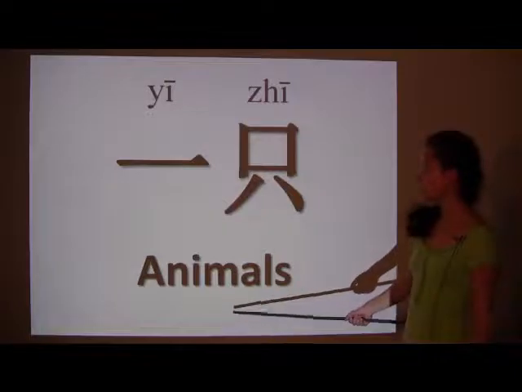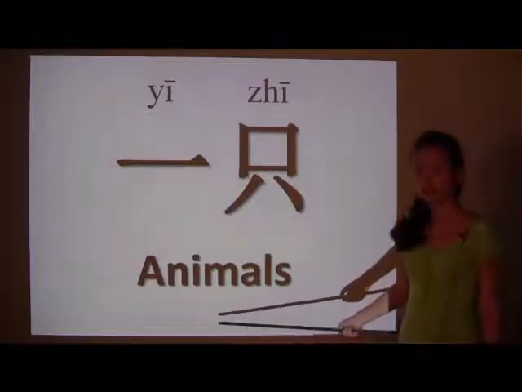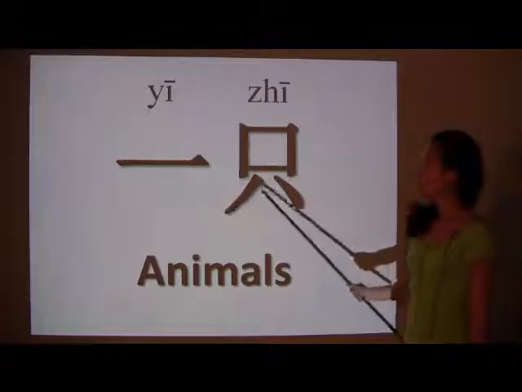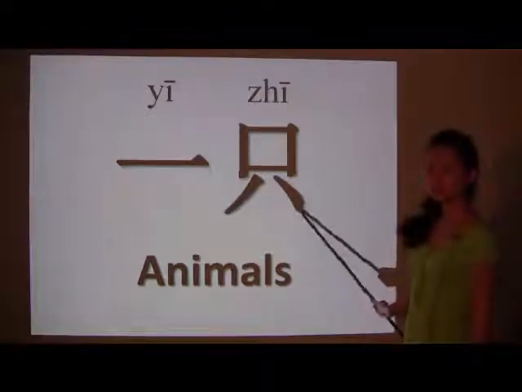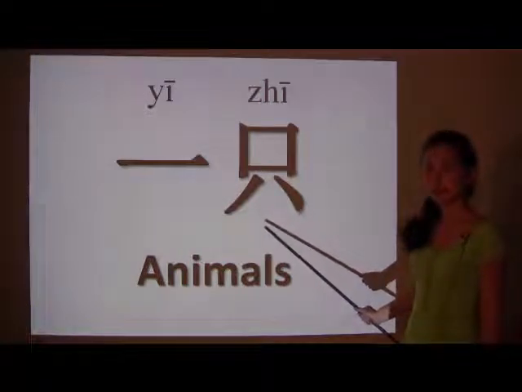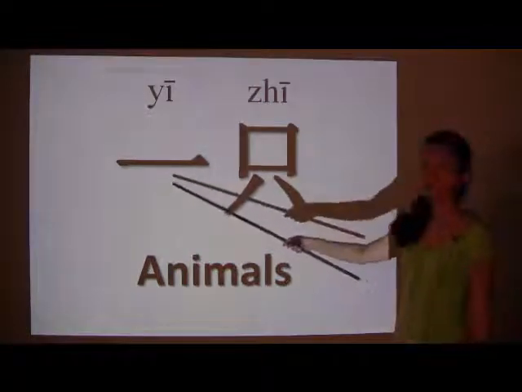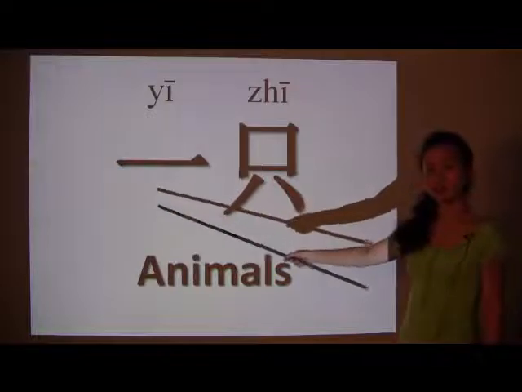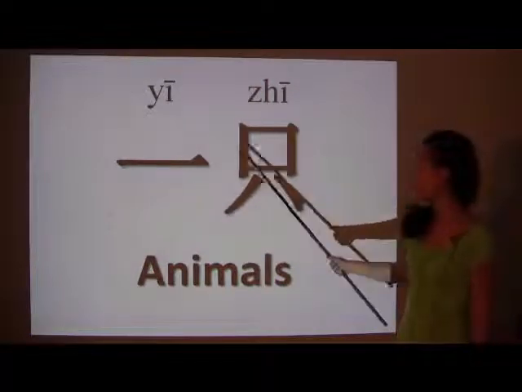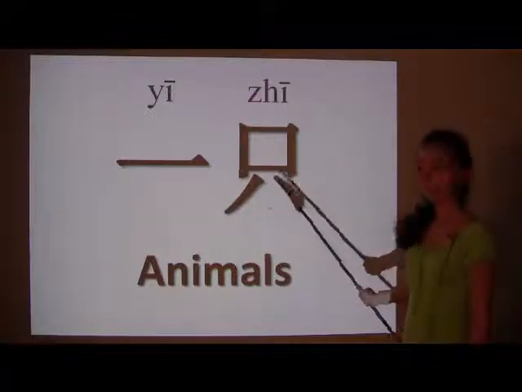But those subgroups that I mentioned, well, they're going to come up right now. For animals such as cats, dogs, birds, and the like, we use 一只. 只 is a term we would use instead of 个. It's more specific and more proper. And 一, once again, stands for how many.